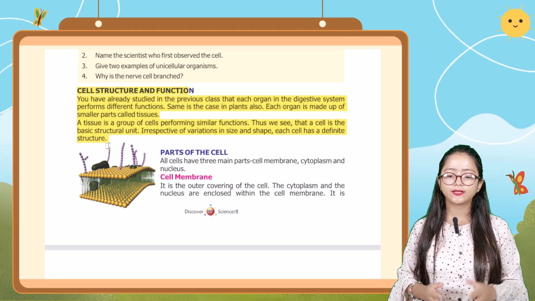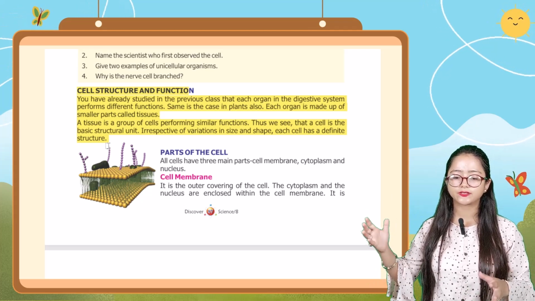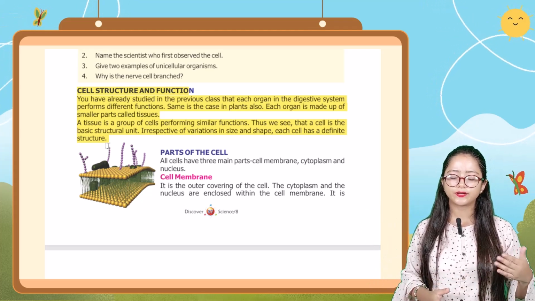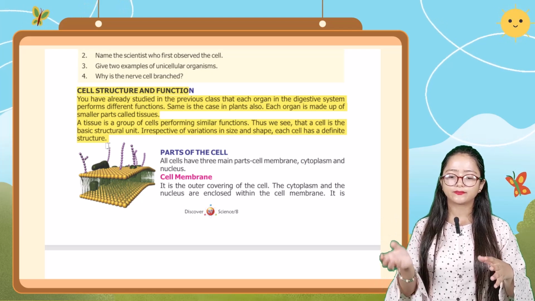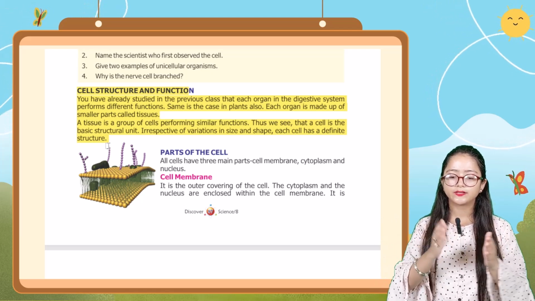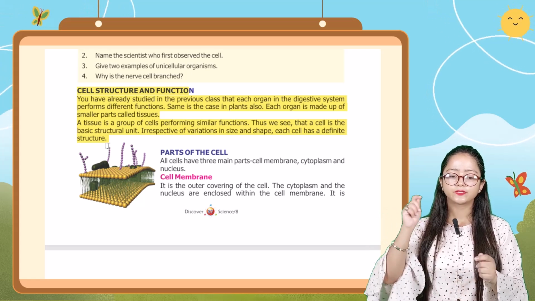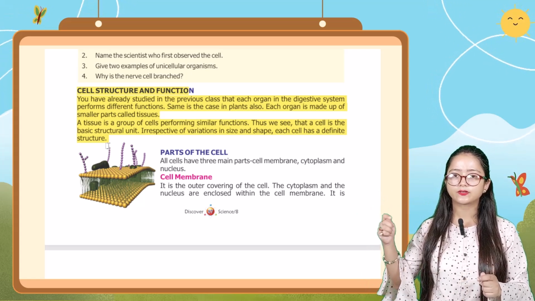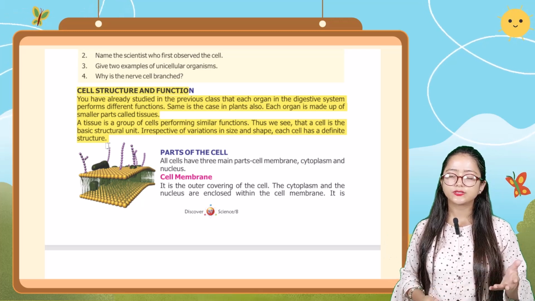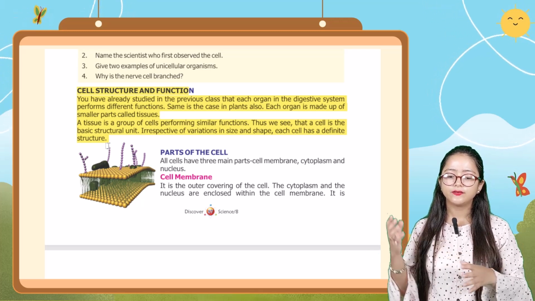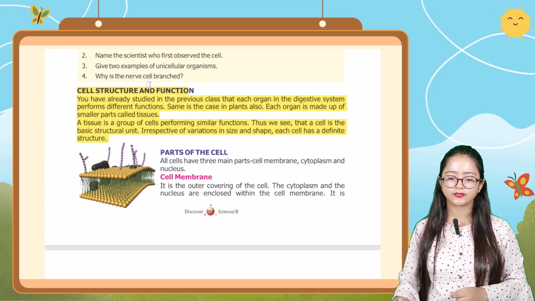So it is saying that each cell has a definite structure, and as you already know, similar to human beings, plants also contain cells, and each organ is made up of smaller parts called tissues. So what is a tissue? A tissue is a group of cells which perform similar functions.